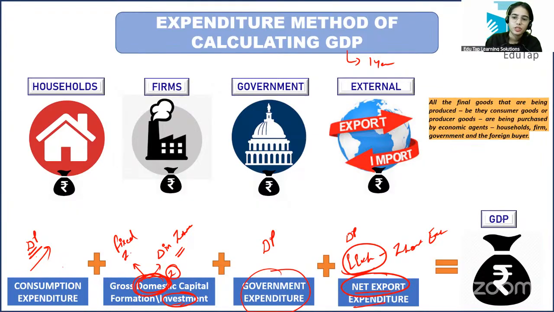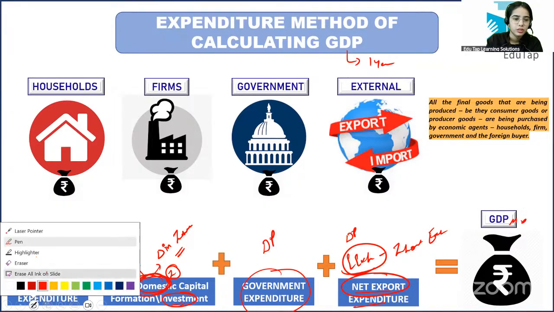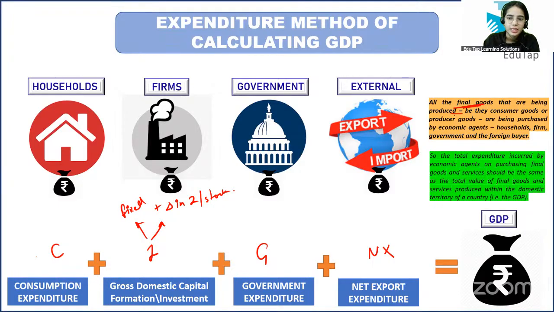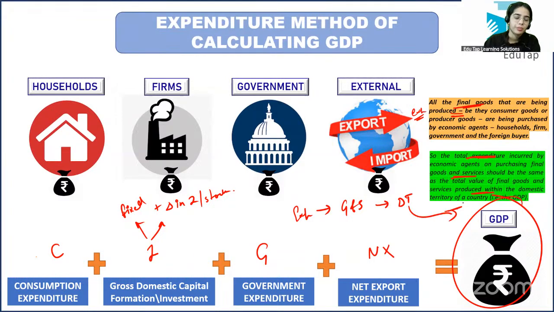So this is calculating GDP at MP. So consumption plus investment plus government expenditure plus net exports. Net exports means exports minus imports. Investment is further divided into two parts: fixed investment plus change in inventories or change in stock. All the final goods that are being produced in the domestic territory on which the expenditure is happening are included in the GDP at MP. So the total expenditure on the final goods and services produced in the domestic territory is included in GDP at MP.